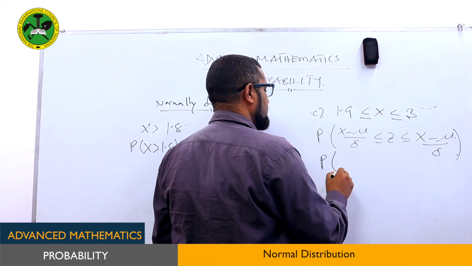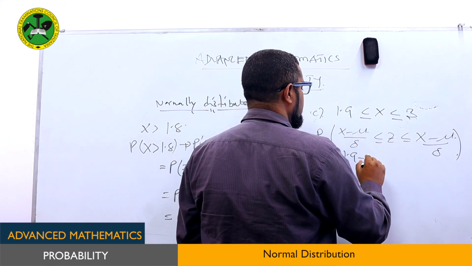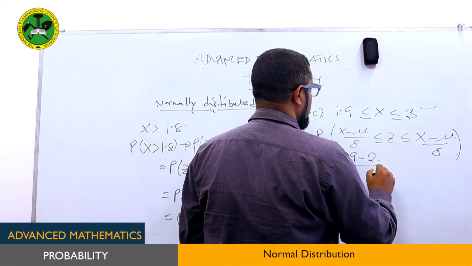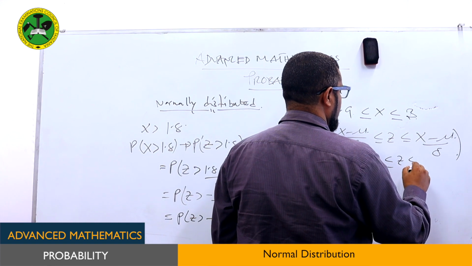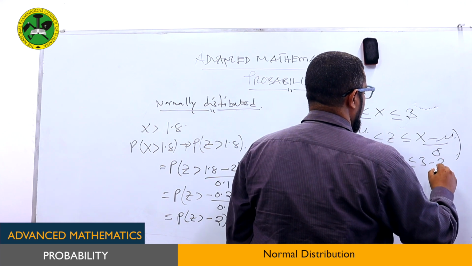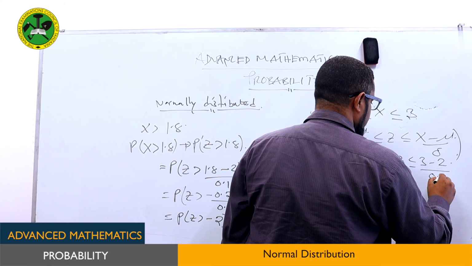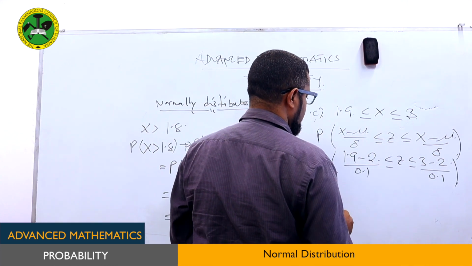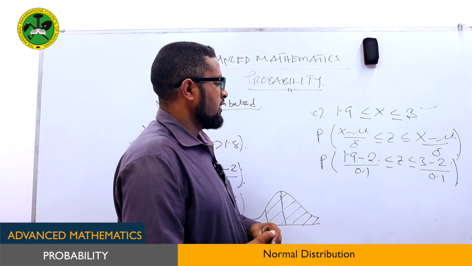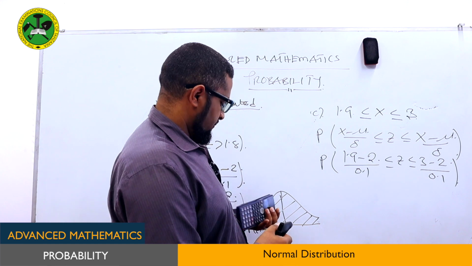So therefore, it will be 1.9 minus the mean, which is 2, divided by 0.1, less than or equal to z less than or equal to 3 minus 2 over 0.1. Thereafter, use your calculator and then simplify. See which number you obtain.